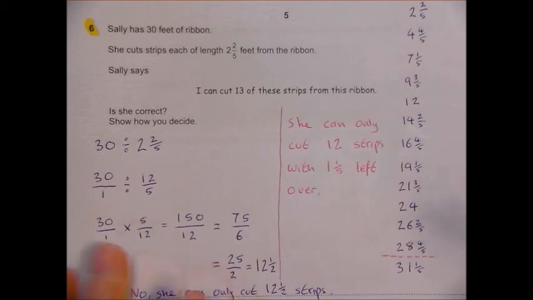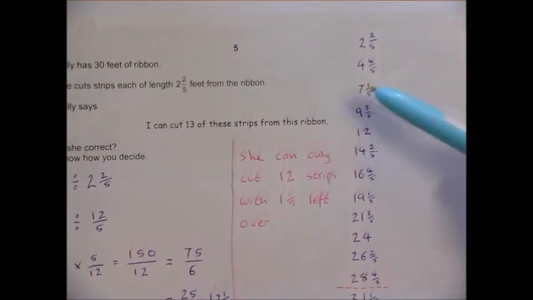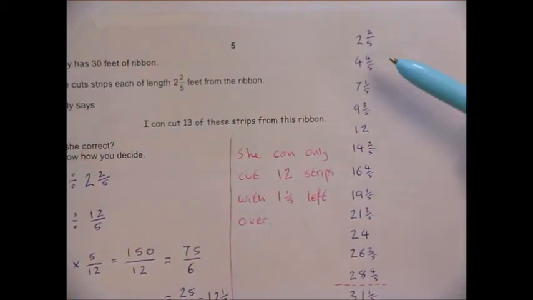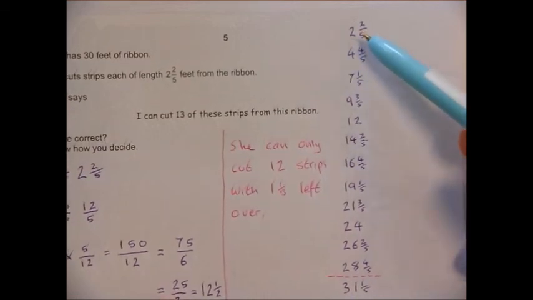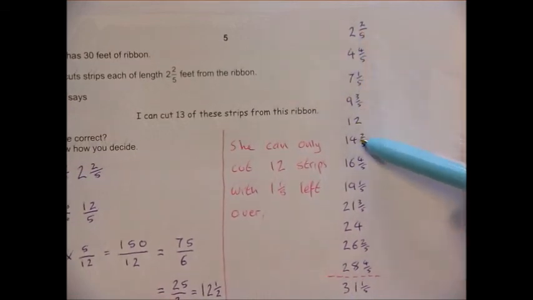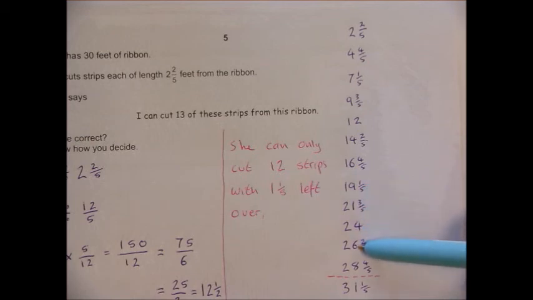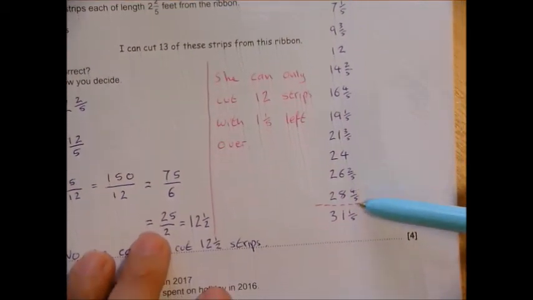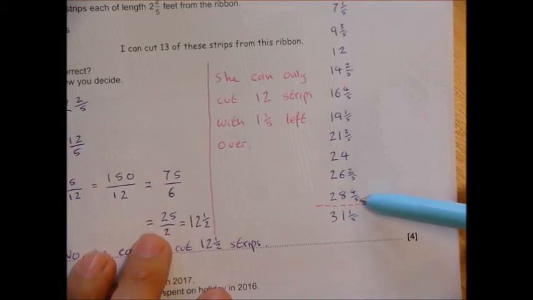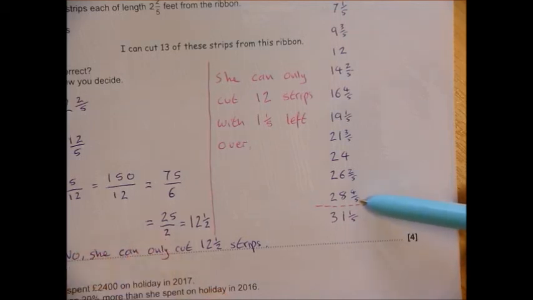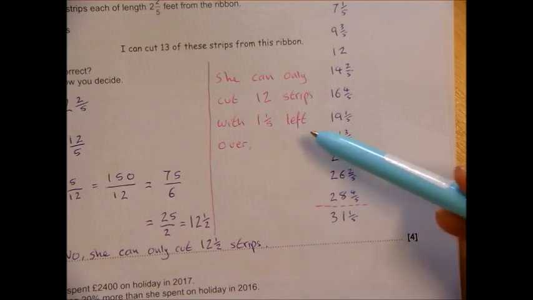So there's 2 ways of doing this. If your mind's gone to mush, look, here we are. Here is my 2 2/5 times table. So I've gone up in 2 2/5 all the way. So look, that's 1 bit of ribbon, 2, 3, 4, 5, 6, 7, 8, 9, 10, 11, 12. Oh, she can't do 13 because it goes over 30. So she can only cut 12 bits of ribbon, and she has got 1 1/5 of a foot left over.